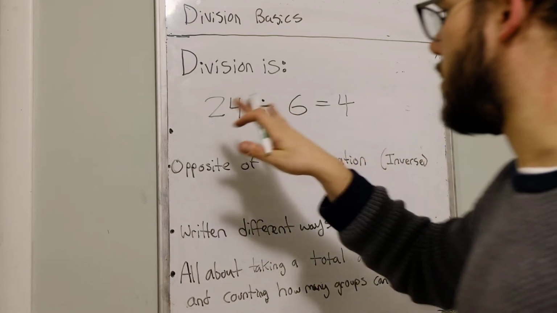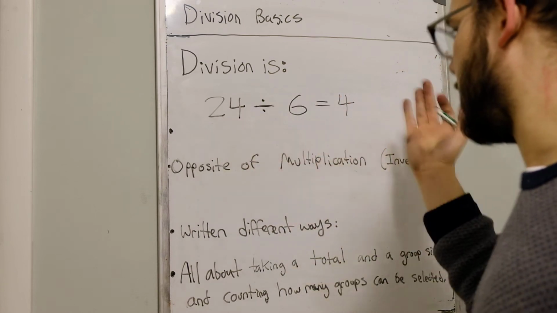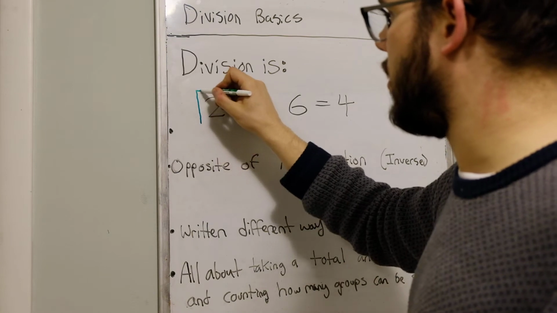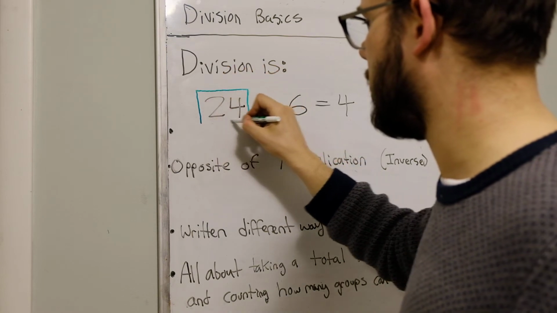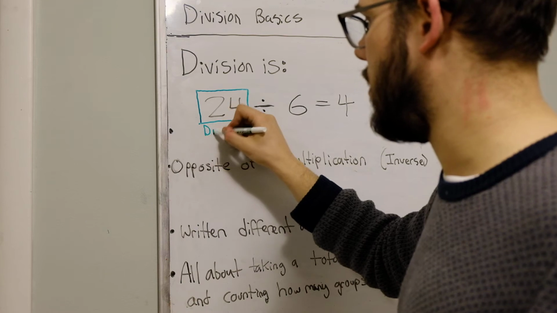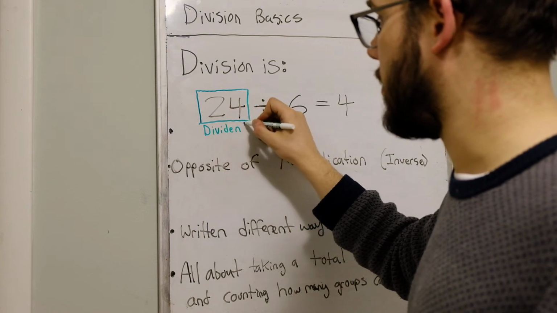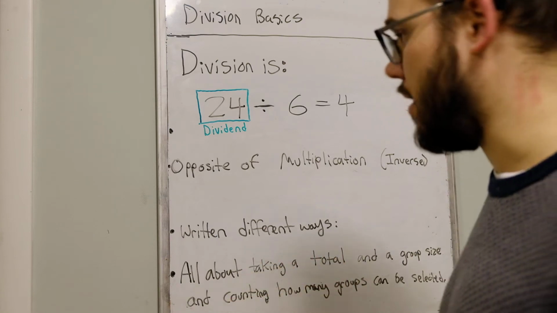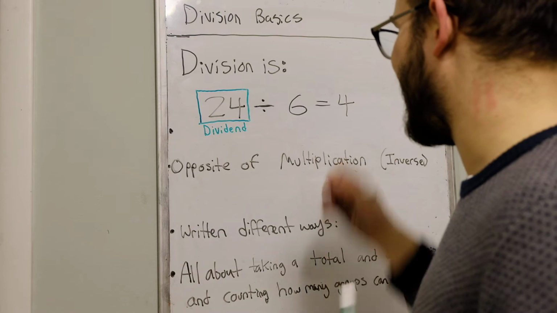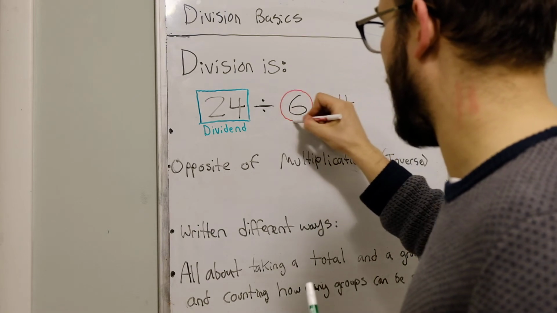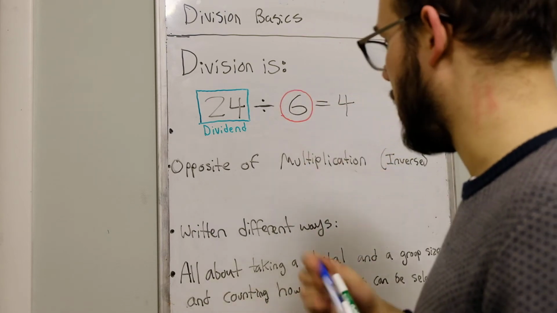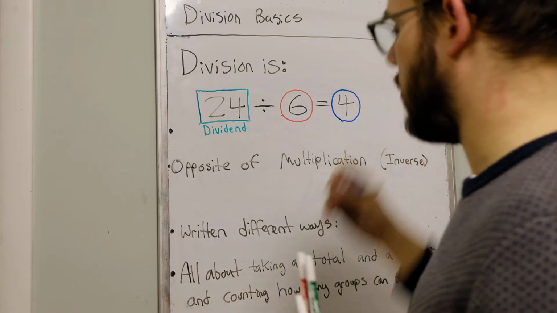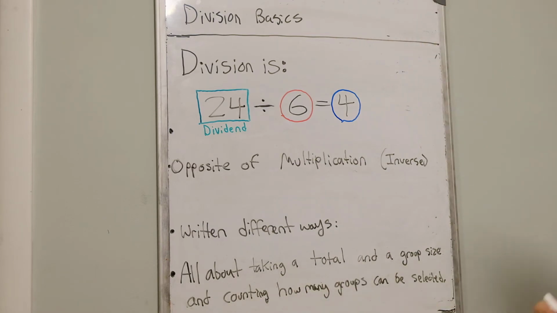So division is like a question like this: 24 divided by 6 gives us 4. It's about taking a number that's sort of like a total. We call this the dividend. So we're taking a dividend and we are splitting that dividend into groups. And we know the size of the groups. We know what we want in each group. And so we're asking the question of how many groups can we make? So 24 divided by 6 equals 4.